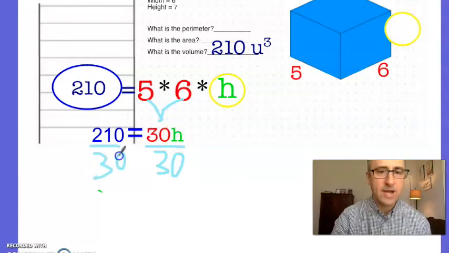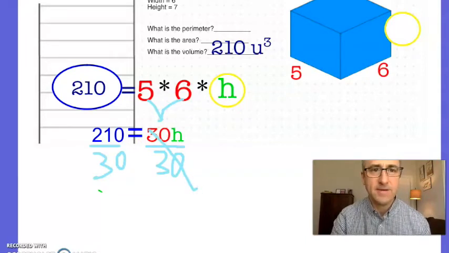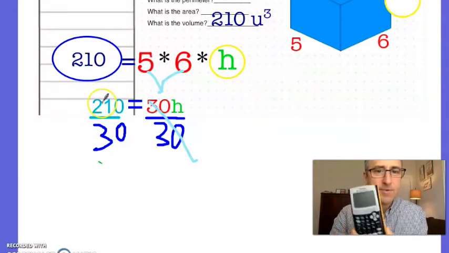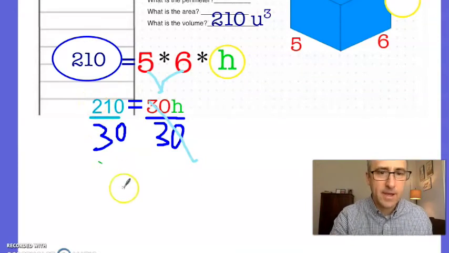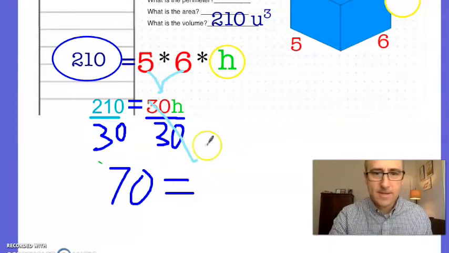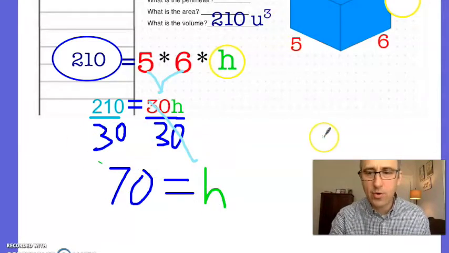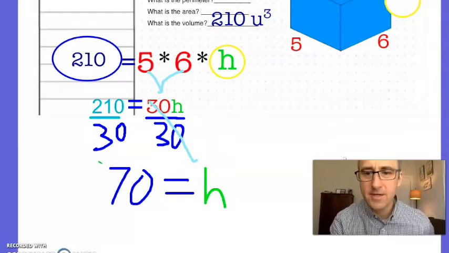On our right side, 30 divided by 30 cancels. And on our left side, my calculator, I take the top number 210 and divide it by 30, and I get 70 equals h. My height is 70, and that's how we work by calculating for height when we're given the volume.